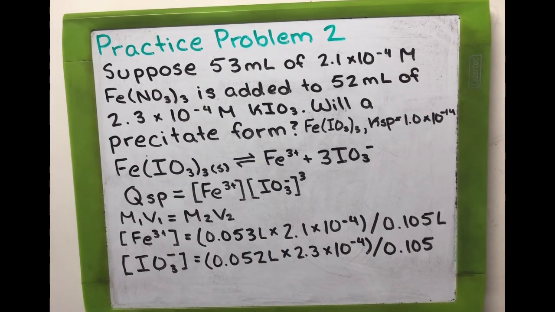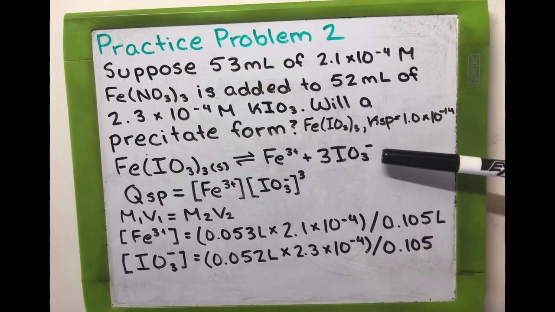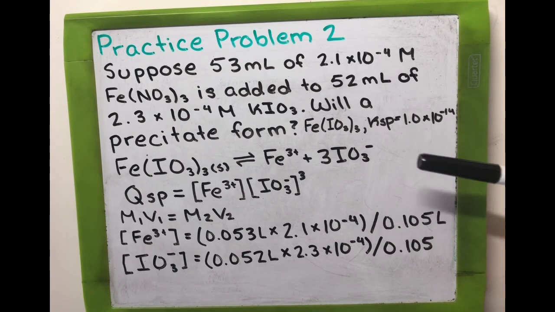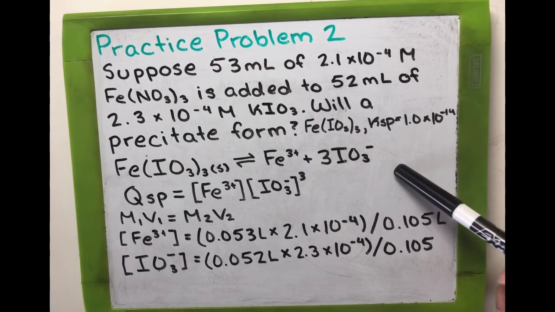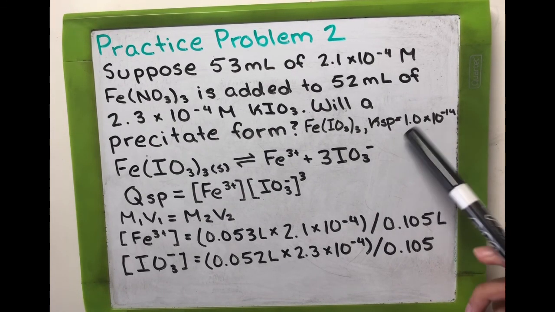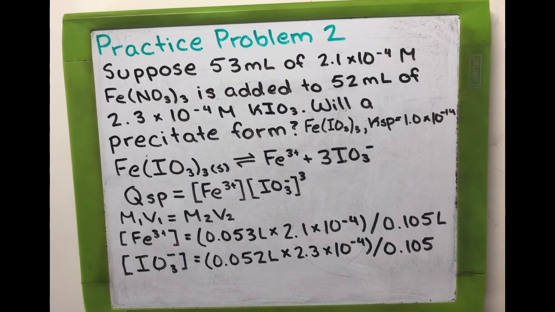In our second practice problem, we will be determining whether or not a precipitate will form in a given reaction. As always, we are first going to write out our dissociation reaction. When determining whether or not a precipitate will form, we have to compare the QSP to the KSP. We are given the KSP, so we have to calculate the QSP with the initial equilibrium concentrations. In order to calculate the initial equilibrium concentrations, we are going to use the M1V1 = M2V2 equation and use the given information to solve for the concentration.